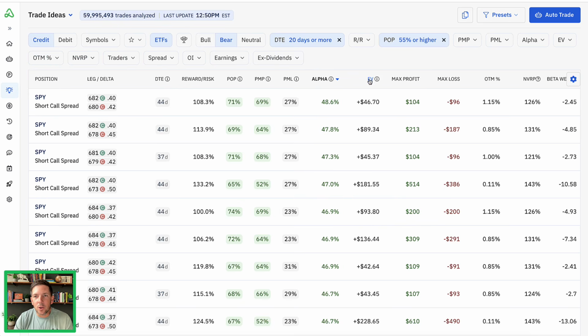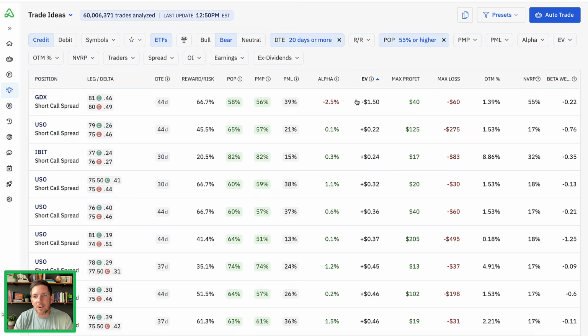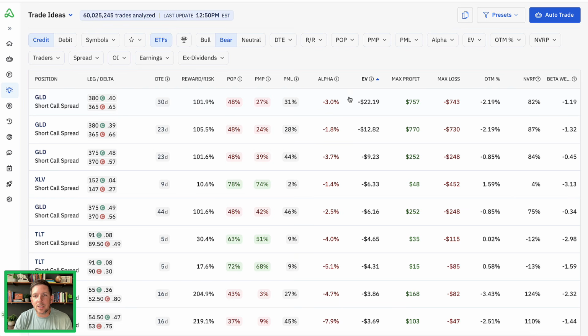value. Now, you could find those inside the database. They're definitely there for different positions. If you just remove some of these filters here, you can see there's lots of trades that have negative expected value. Trade Ideas is not filtering any of these for you unless you filter them. It's just doing the calculations on lots of positions.